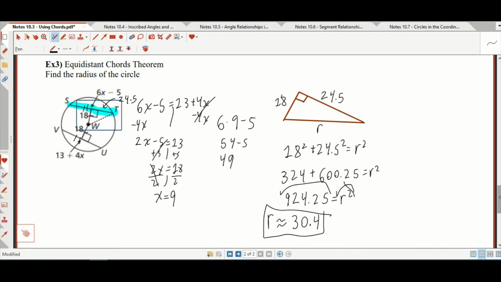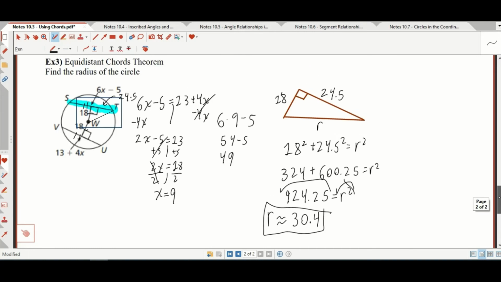Very good. Oh, that was it. Well, folks, there you go. Using chords.